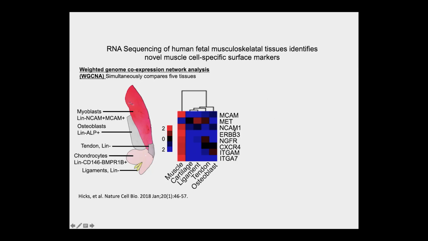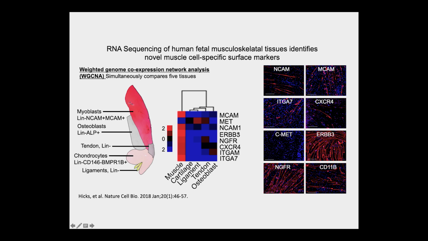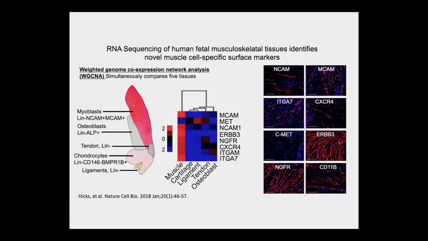NCAM is the standard, MCAM as well. We came up with a couple of new candidates here, and we thought, let's test these and see if we can enrich for cells that fuse better and are more myogenic in culture. You can see that two of these receptors, ERBB3 and NGFR, helped us enrich for cells with more ability to generate myosin heavy chain positive cells, in contrast to the standard marker in the field, NCAM, which doesn't enrich as well in PSC-derived cultures.